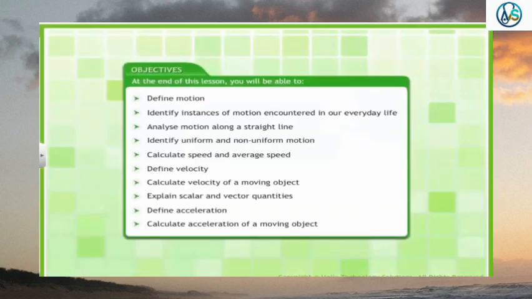At the end of this lesson, you will be able to define motion, identify instances of motion encountered in our everyday life, analyze motion along a straight line, identify uniform and non-uniform motion, calculate speed and average speed, define velocity, calculate velocity of a moving object, explain scalar and vector quantities, define acceleration and calculate acceleration of a moving object.